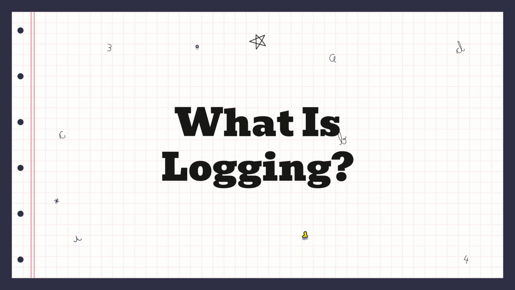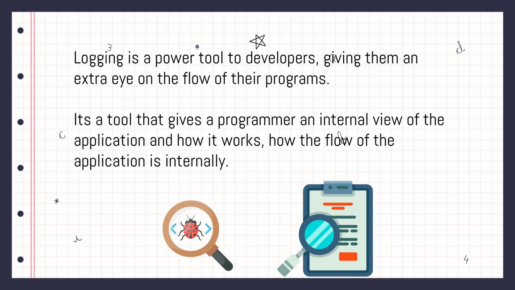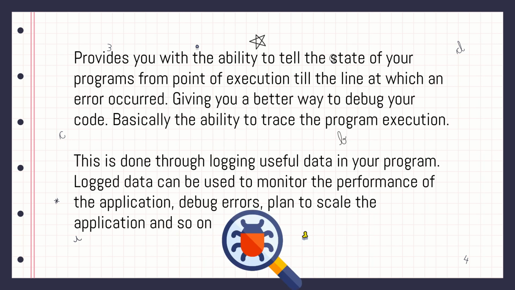Just giving you a simple example, let's look at more of a definition of what logging basically is. Logging is a powerful tool for developers. It gives them an extra eye on the flow of the application or the flow of their program. With logging, you can keep track of the state of the application from one state to another. So in case the application crashes, you have the last state of the application stored, and from there you can figure things out, debug, and trace things backwards, right? It's a tool that gives programmers an internal view of the application and how its flow works internally. It provides you with the ability to tell the state of your program from the point of execution till the line at which an error occurred.